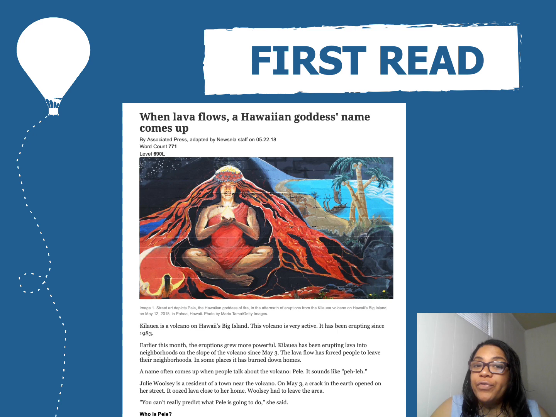Now that we've read an overview about earthquakes and volcanoes, we are going to read this article about a volcano in Hawaii. The article is called "When Lava Flows, a Hawaiian Goddess Name Comes Up." While we read about this volcano and the legends that have been told about it, keep practicing your visualizing skills, making pictures in your mind of what the text says. All right, are you ready?